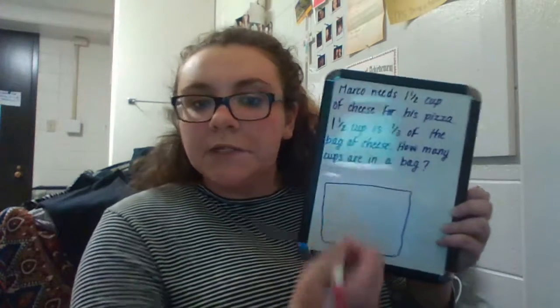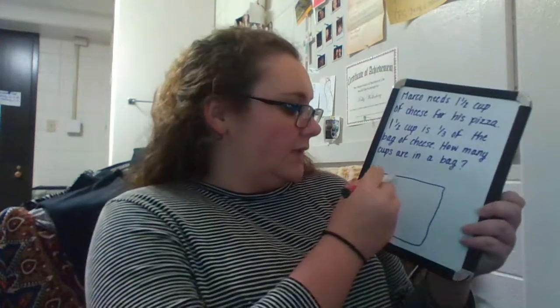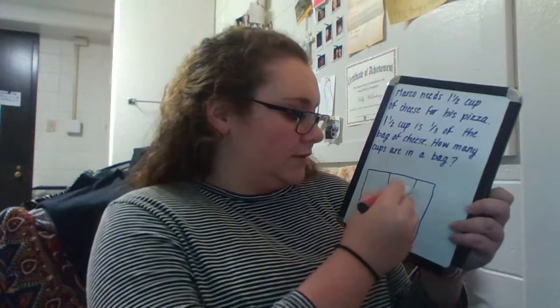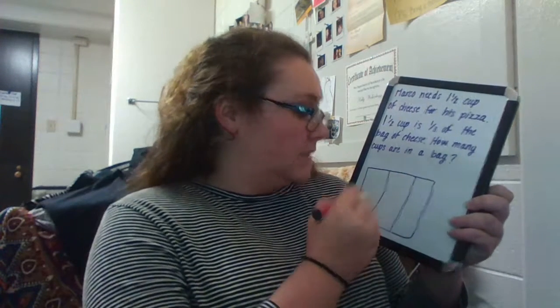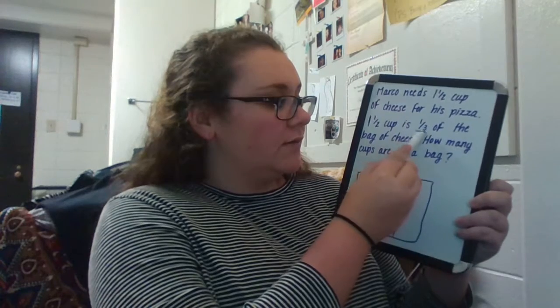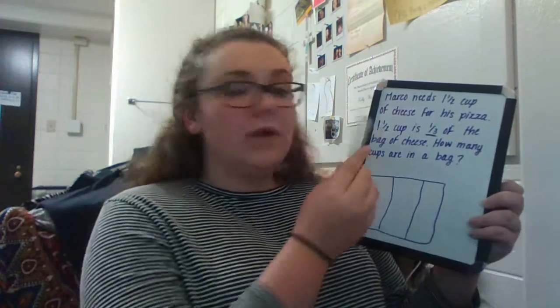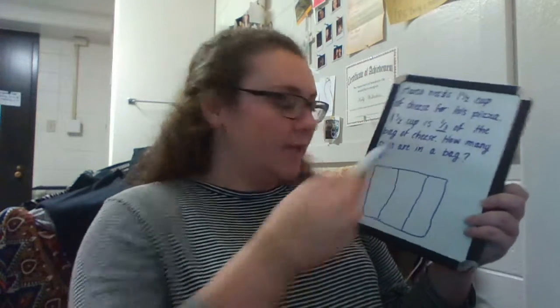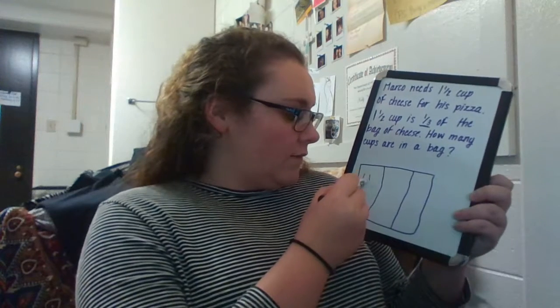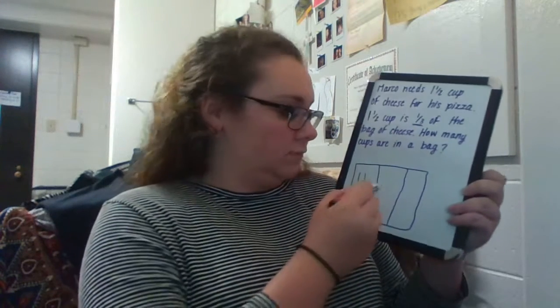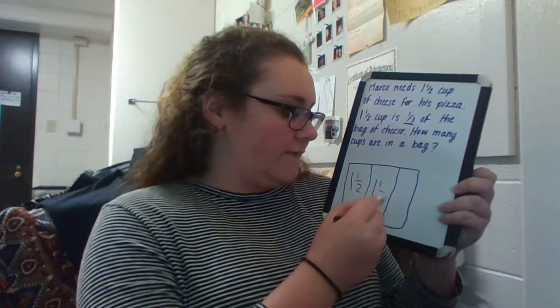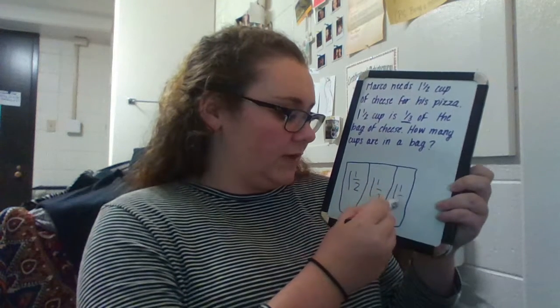And what I will draw first is sort of a squarish bag looking thing, and we'll cut it into thirds, because each third of a bag has 1 1/2 cup of cheese in it. So this one will have 1 1/2, this one will have 1 1/2, and this one will have 1 1/2.